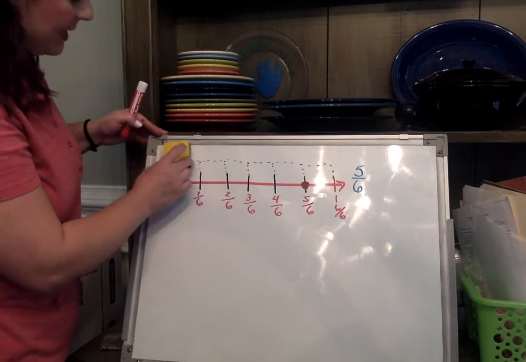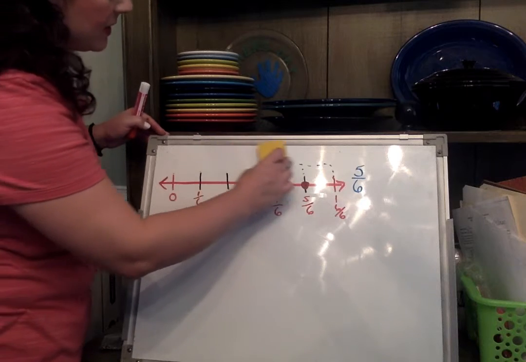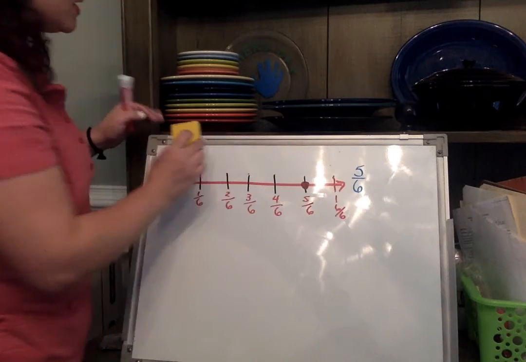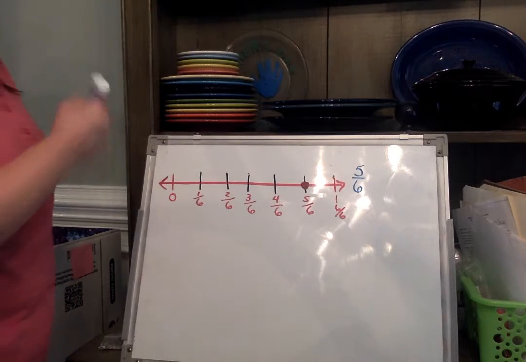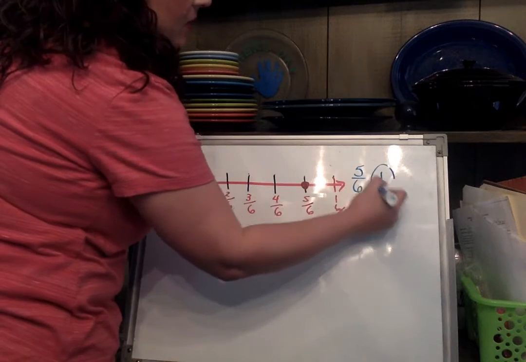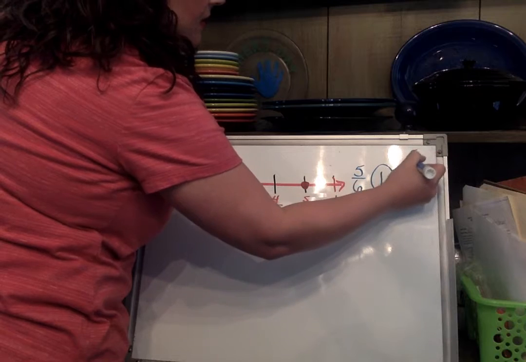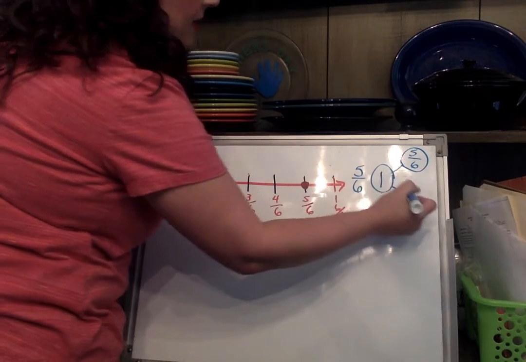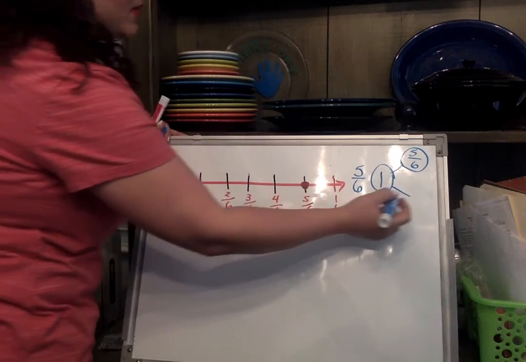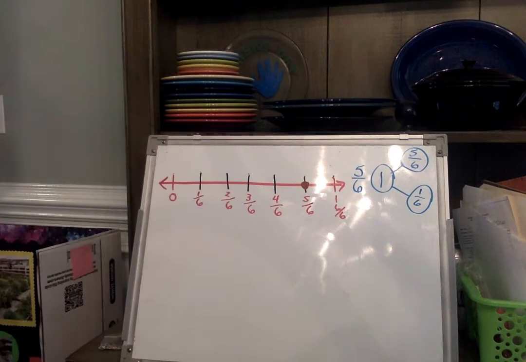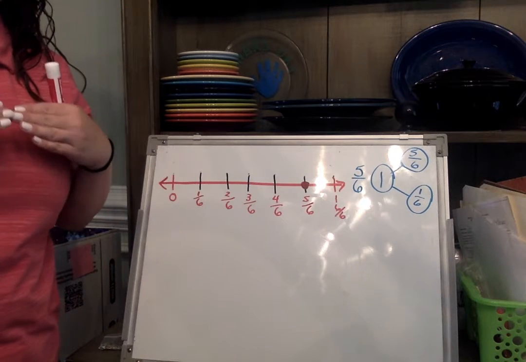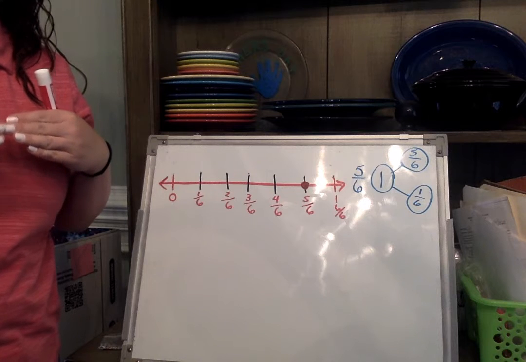Now, if you did that tape diagram very lightly, you can erase it so you can see your number line forming. And over here with my number bond, I would have 1 whole is equal to 5/6 plus 1 more 6. Okay, that tape diagram is something we're so familiar with. We use it daily in the classroom.